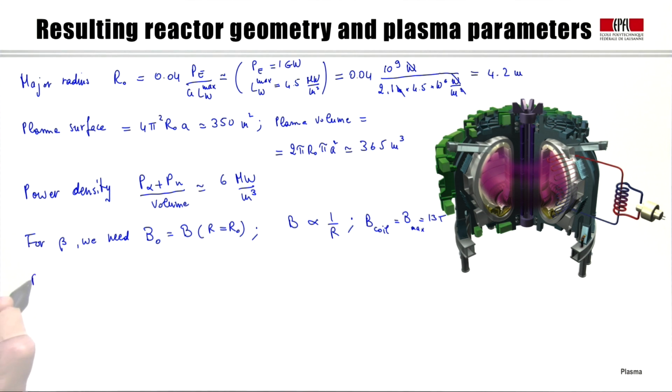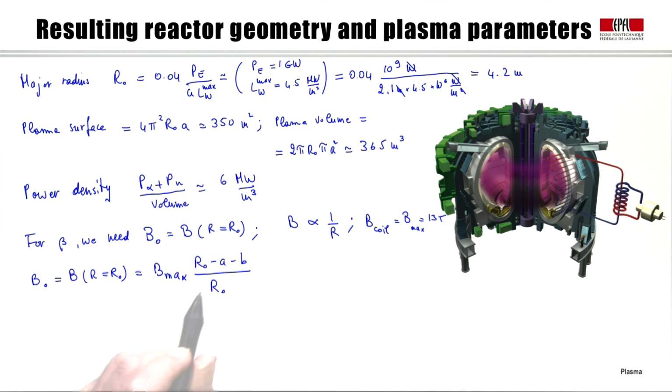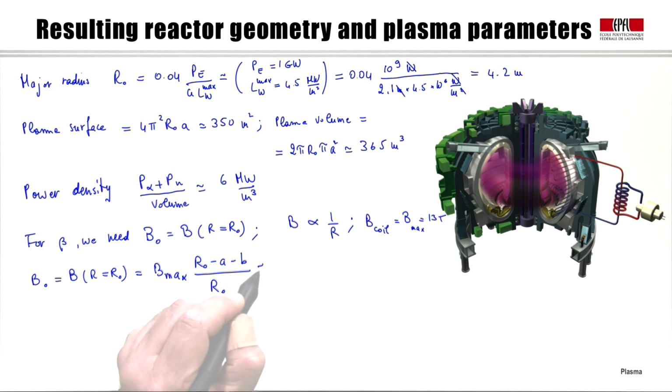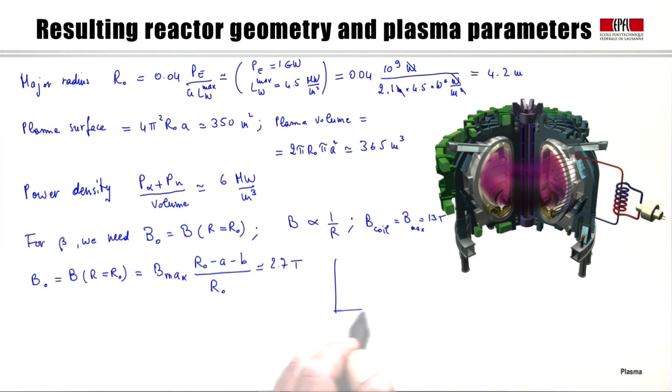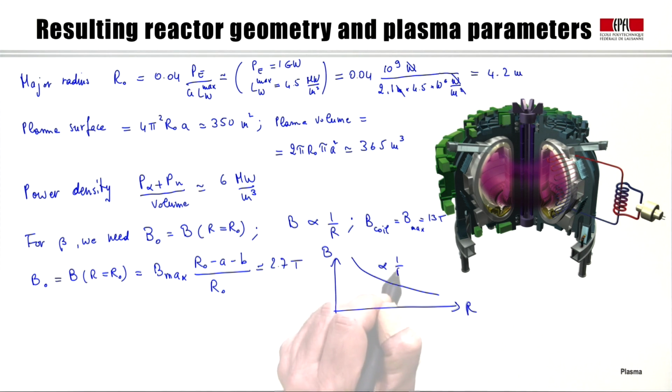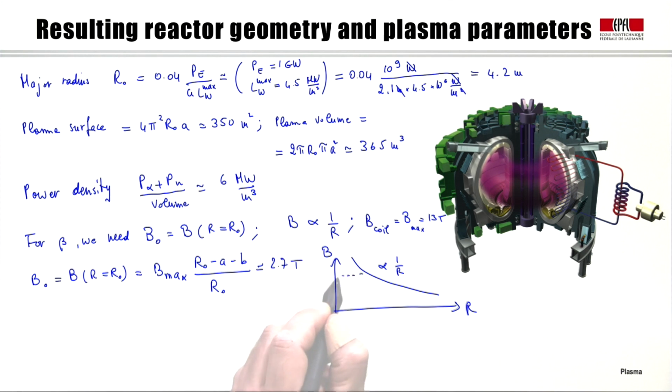So we can just evaluate B0 as B max times the radius of my coil divided by the radius of the torus. That's about 2.7 Tesla. If I just represent what we've done graphically, we know the field scales as 1 over r. We know the field at the coil. The position of the coil is R0 minus a plus b.